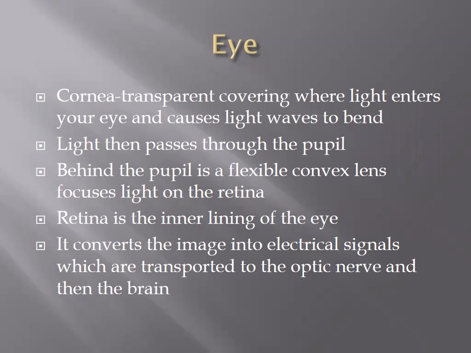Now, the parts of your eye, we're going to get more in depth with this tomorrow again. But the cornea is the transparent covering where light enters your eyes and causes waves to bend. Now, what do we say if a wave bends? What word do we use to describe that? Refraction. So your cornea causes some refraction.